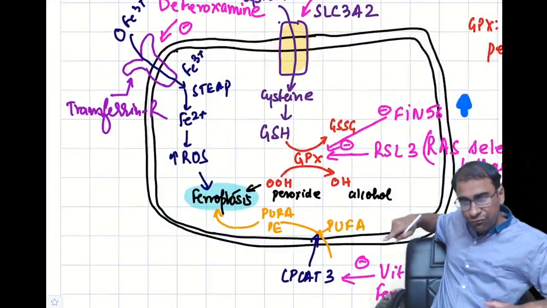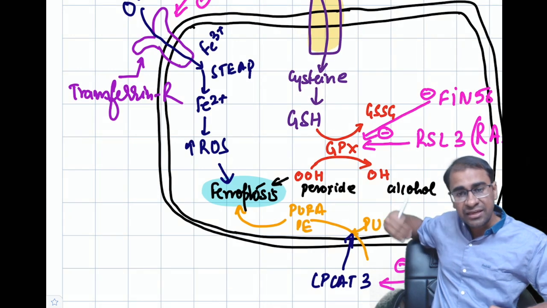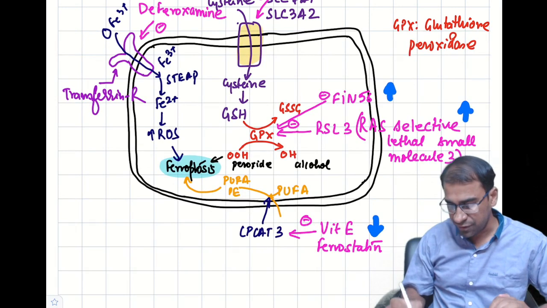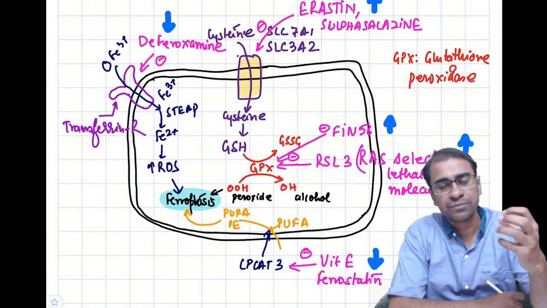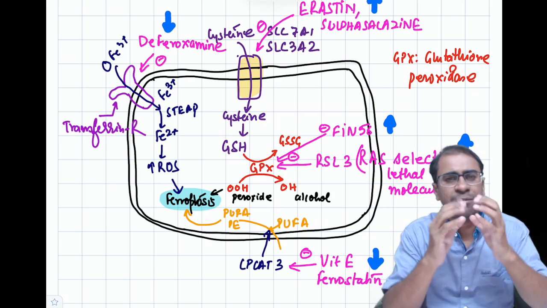But if you are able to inhibit this LPCAT3, this will decrease the PUFA-PE, and that will actually decrease ferroptosis. So this will decrease ferroptosis, and deferoxamine will also decrease ferroptosis. Now, what is the clinical implication? Does it have any clinical implication?